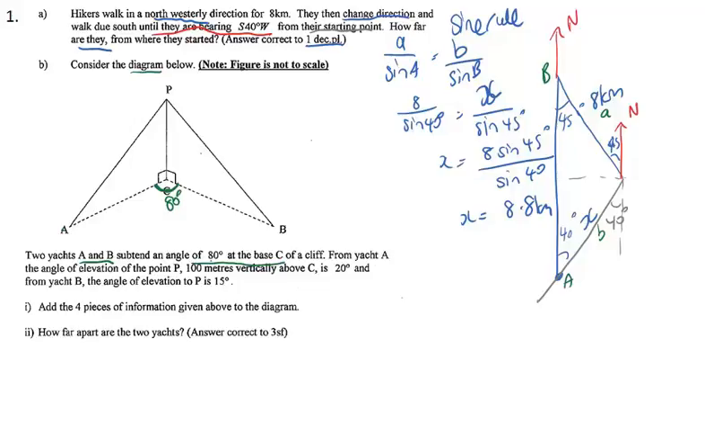From yacht A, the angle of elevation, so up, of the point P, which is 100 metres vertically above C. So we know that this is 100 metres. And we know that the angle here is 20 degrees for yacht A. For yacht B, the angle of elevation here to our point P is 15 degrees. So for part 1, we're just adding those 4 pieces of information to the diagram.